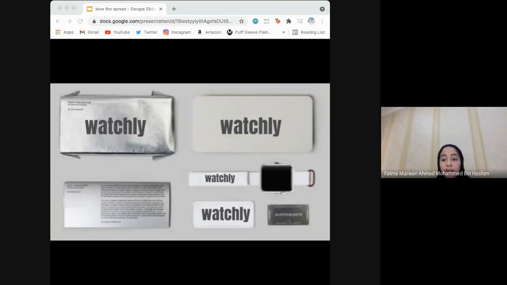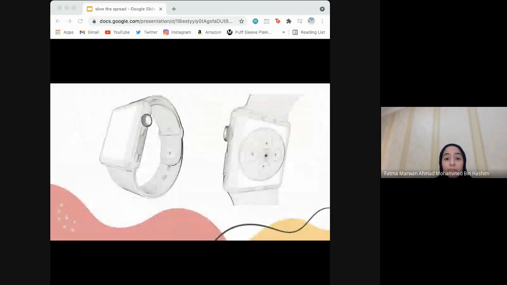So my product, my packaging and appealing of the product was so simple. We didn't want to make it so big that people won't enjoy wearing it. So this is one of the prototypes that I have made of the Watchly. Some of the features that it has: it can check your heartbeat.